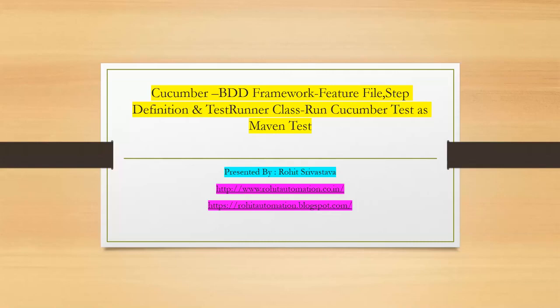So basically, as we all know, there are two software development techniques. One is TDD, that is test driven development. The other one is BDD, that is behavior driven development.